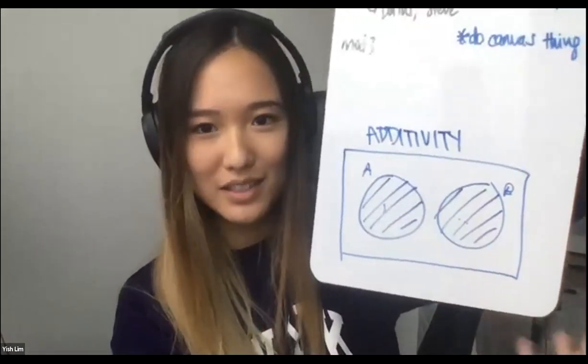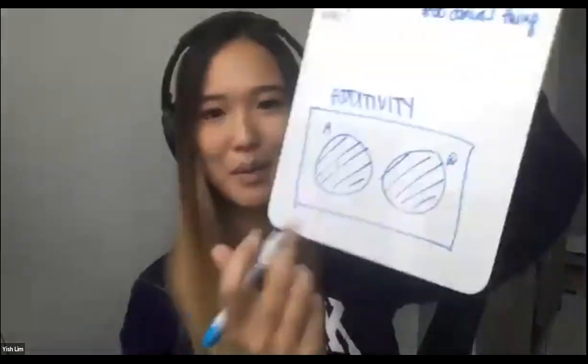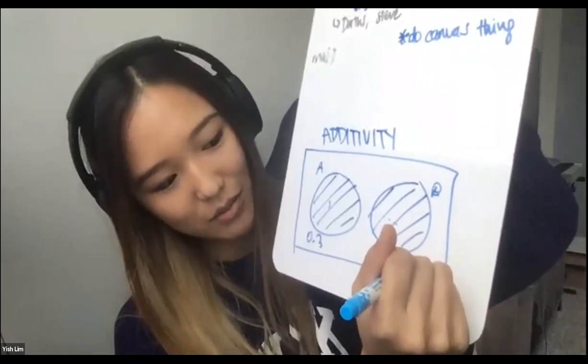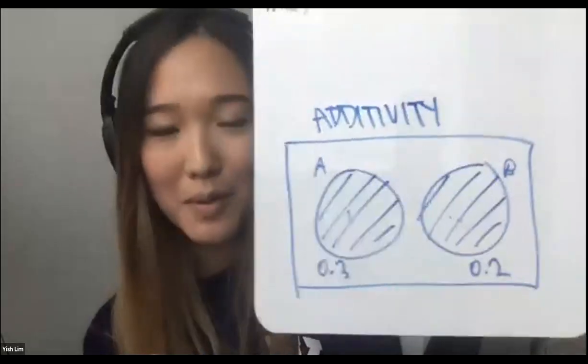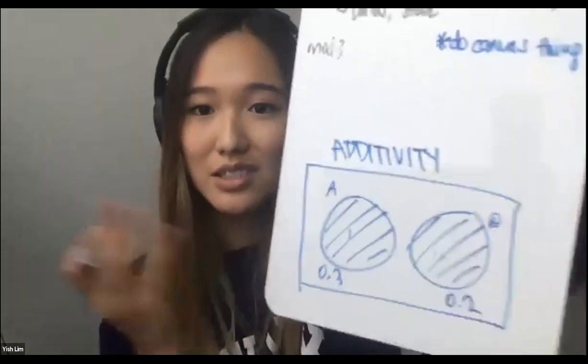So as long as the bubbles are separate, you can just add up their probabilities. So let's say the probability of this is like 0.3 and the probability of this is 0.2. The probability of the union of A and B is just 0.5.